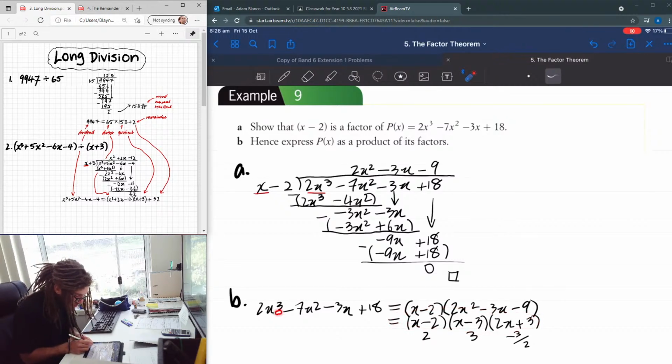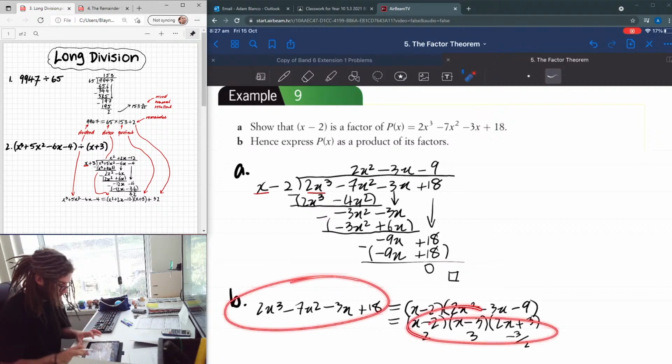And so you'll notice I did start with a cubic, and now I have three linear factors, or three sets of brackets. So that's the end game. I can't draw that, but I can draw this.